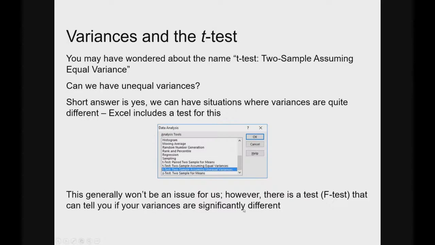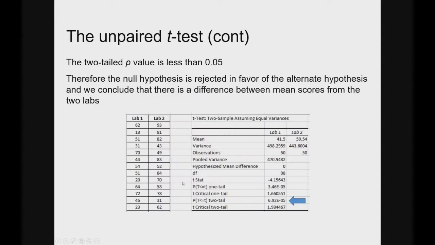P, and I'll explain two-tail in a minute. What's the value of that number? Is it less than 0.05? Indeed, in this case, it is. It's 7 times 10 to the minus 5th, so it's way below 0.05. So that says that we have a statistically significant effect. We reject the null hypothesis, and we conclude that indeed we do have differences in those scores between the two labs.